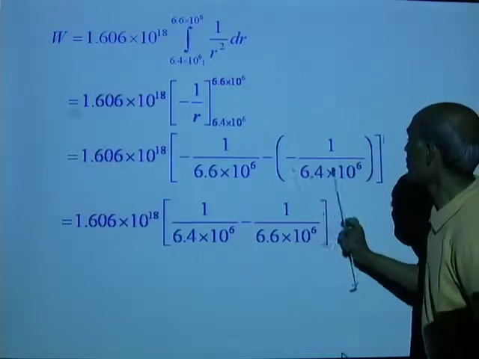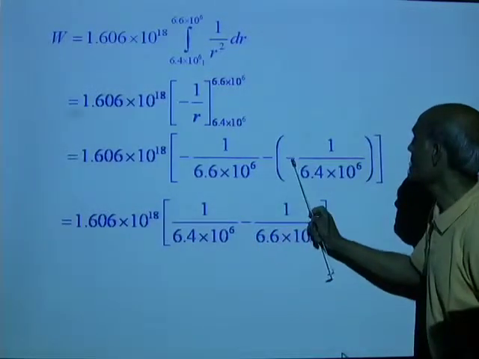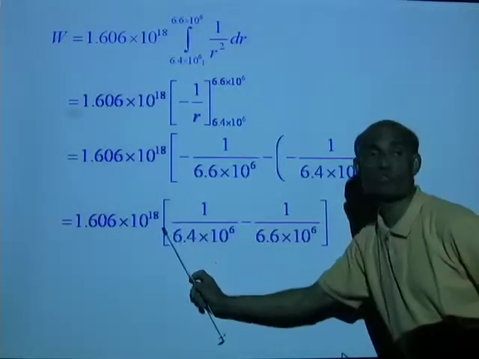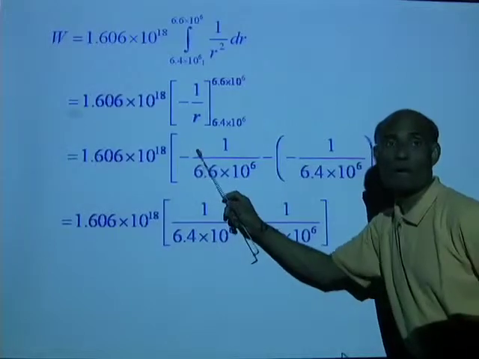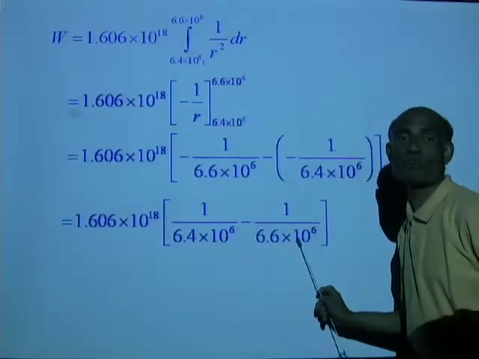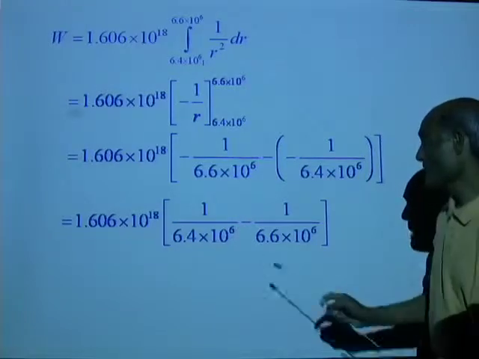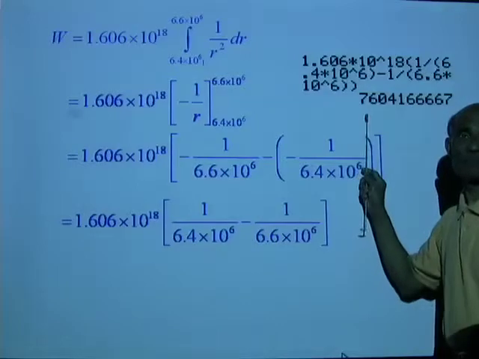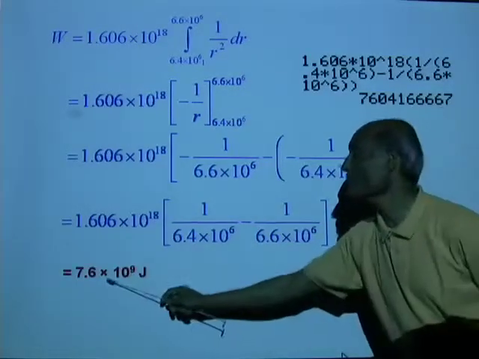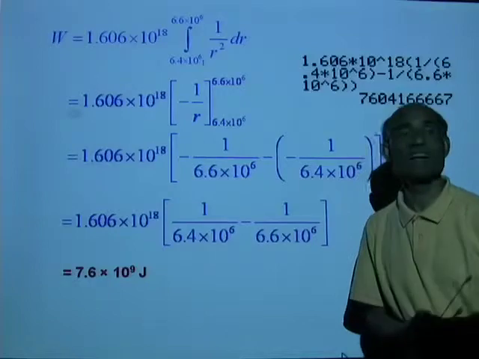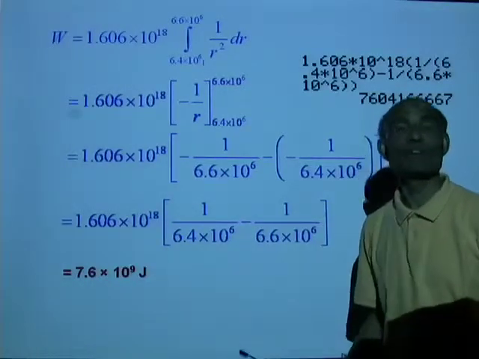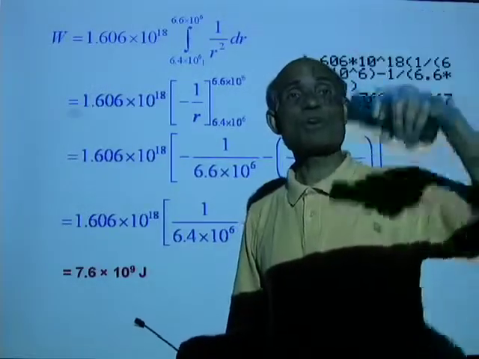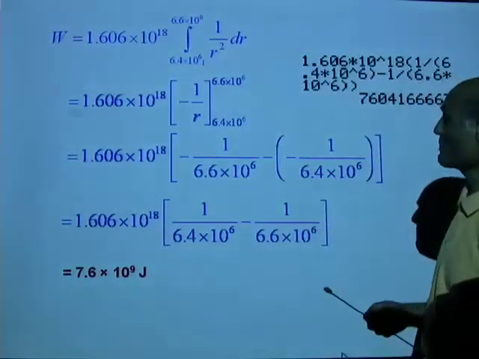So I'm going to write this quantity first. Look at that. Negative, negative, positive. So 1 over 6.4 times 10 to the 6 is the positive quantity I write first, minus 1 over 6.6 times 10 to the 6. And this can be done on your calculator without any trouble. And the result is 7.6 times 10 to the 9 joules. That is the amount of work needed to propel that satellite from the surface of the Earth to an altitude of 200 kilometers.